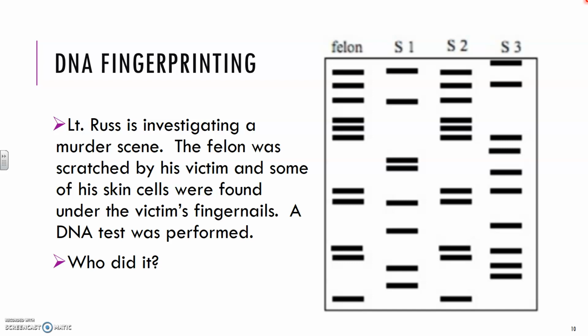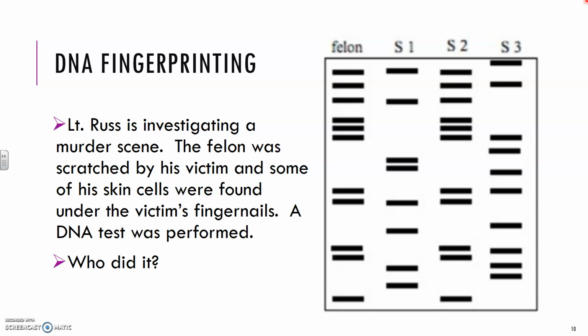So now we're going to look at some examples of DNA fingerprints and some different situations in which these DNA fingerprints would be useful. First up, we have DNA left at a crime scene, a murder scene in this case. The felon was scratched by his victim, so some of his skin cells were found under the victim's fingernails. There was enough evidence to perform PCR and also do a gel electrophoresis from it.